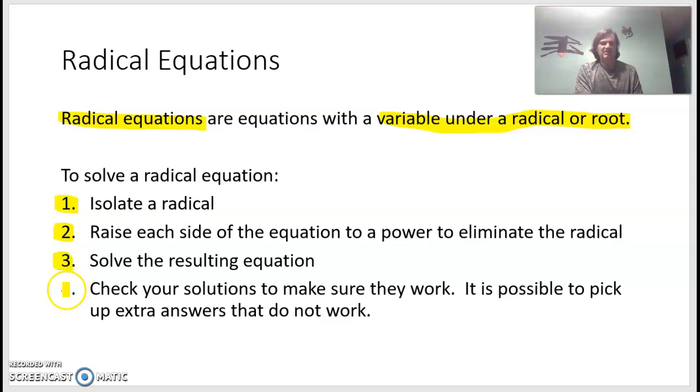And our method kind of forces us to check our answers, not as an option, but as a necessity. So just keep these four steps in mind. Isolate, then we're going to raise to a power, we're going to solve and check.